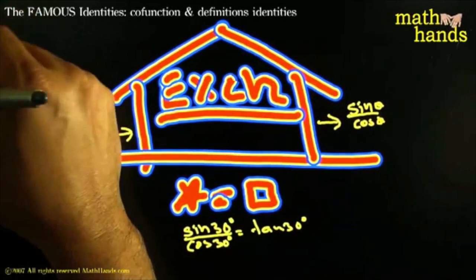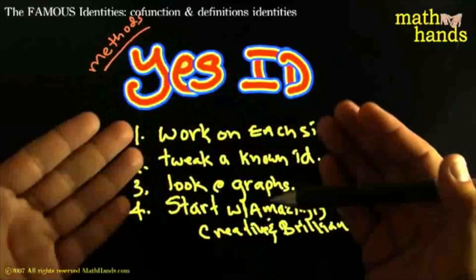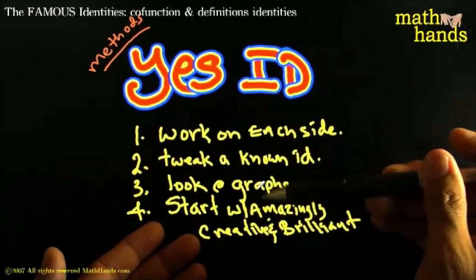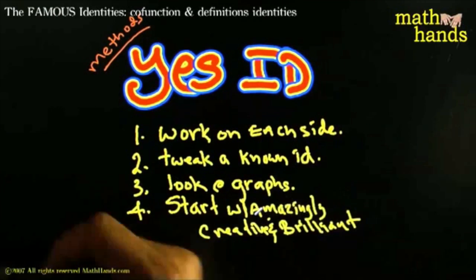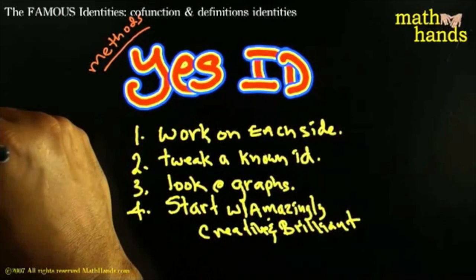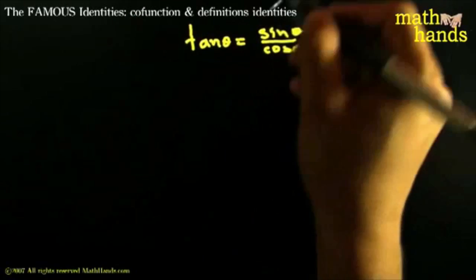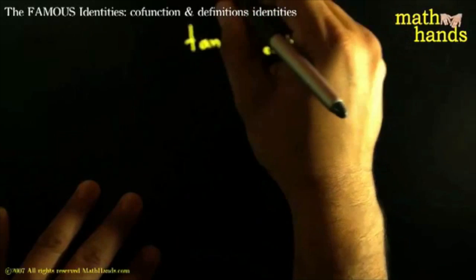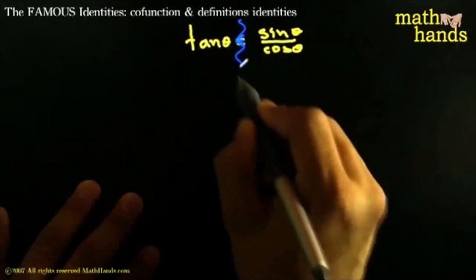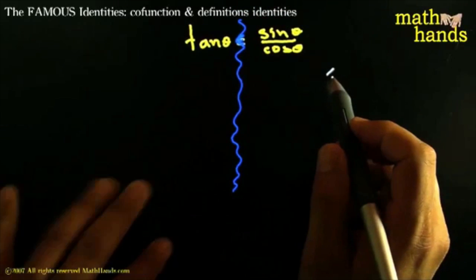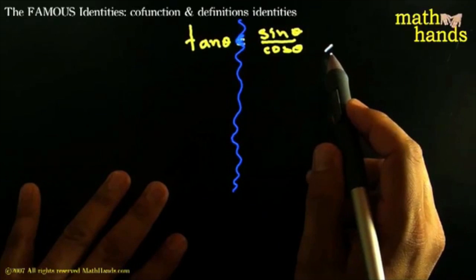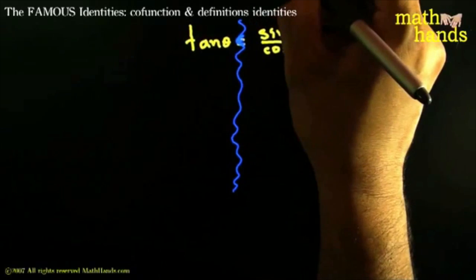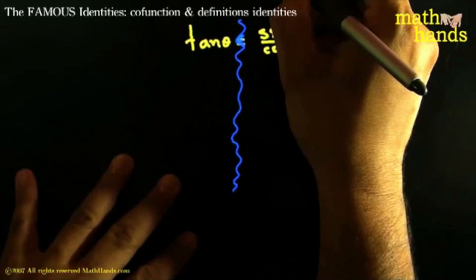And the question is why? And we had several techniques to prove an identity is true. Work on each side, tweak a known identity, look at the graphs, or start with something amazingly creative and brilliant. I say we work on both sides. So here's what we do: we abandon the assumption that they're equal. We say, hey, we don't know if they're equal. That's about to be discovered. We just work on each side separately. So here's what we do. We're going to rely on this definition.